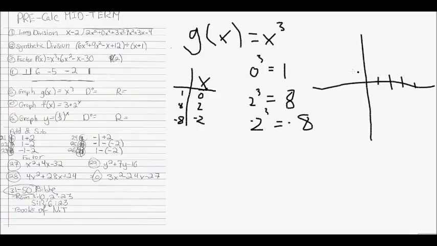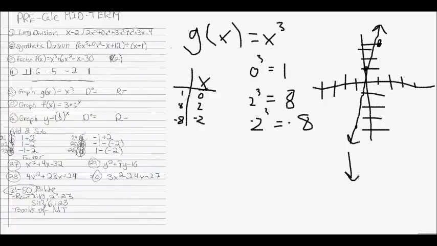Now when you draw it, I'll make each line represent 2, 4, 6, 8. Make it easier for us. So if x is 0, which is here, our y is 1. Our x is 2, and our y is 8, and our x is negative 2, and our y is negative 8. So we get a line going like this.